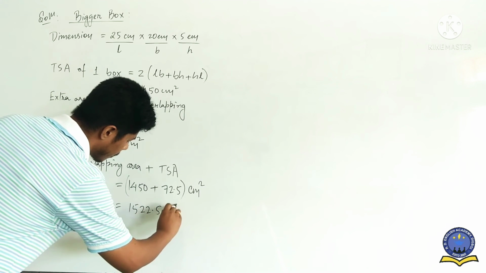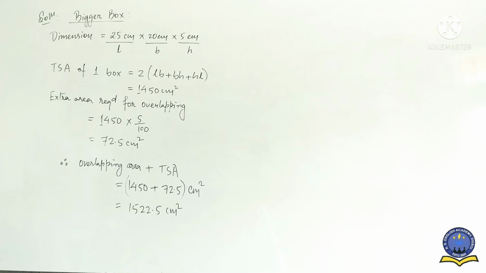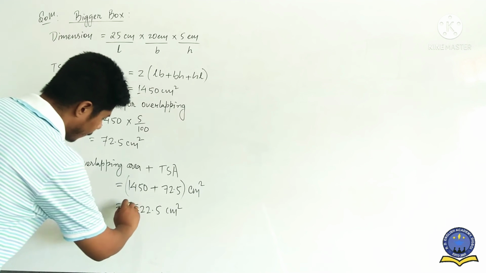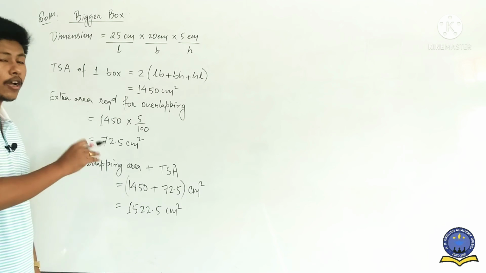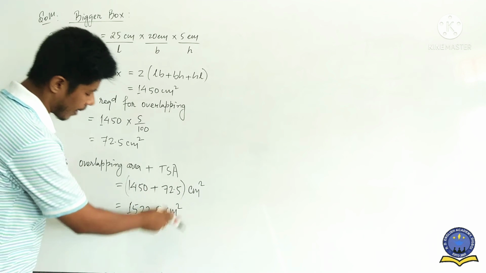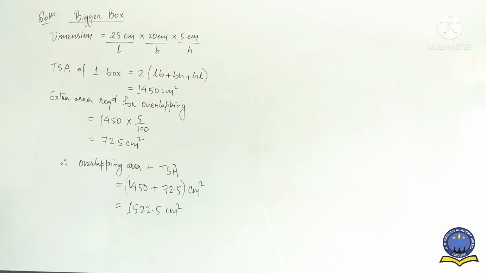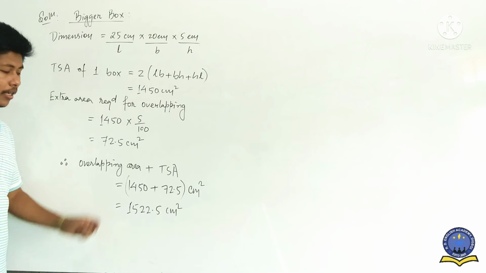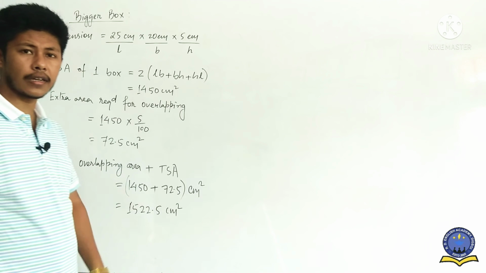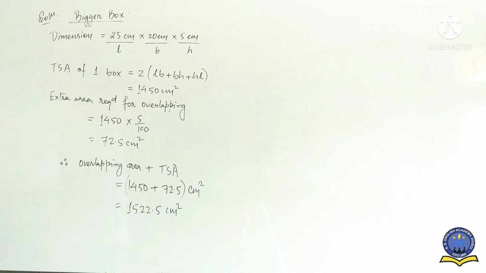If you add these two, we finally get the answer 1522.5 centimeter square. This is the total area for one box, including the required extra area, the overlapping area. So the total amount we get is 1522.5 centimeter square. This is for the bigger box. Is it clear? So how many boxes are there in total in this question?